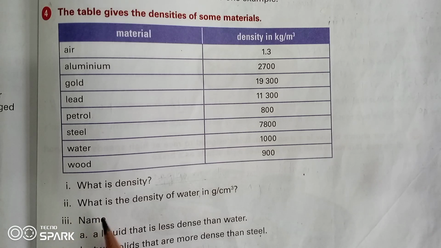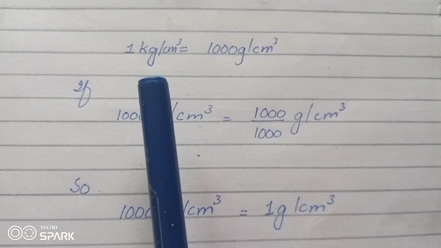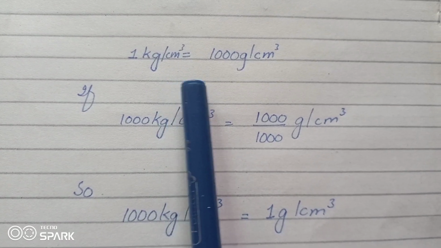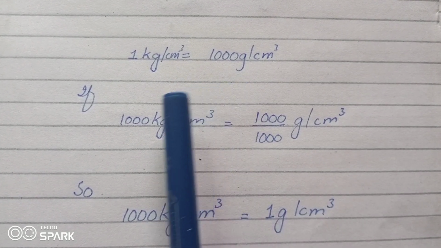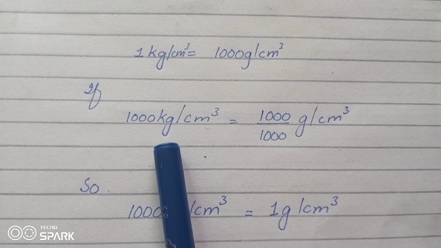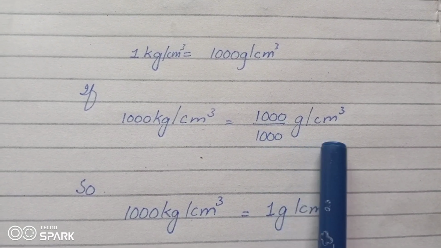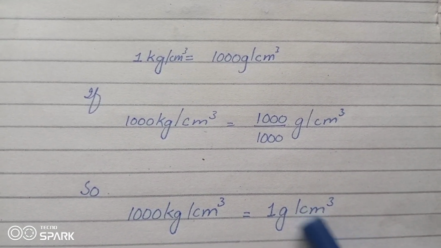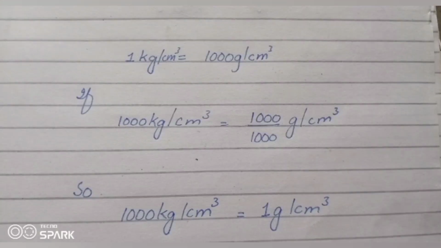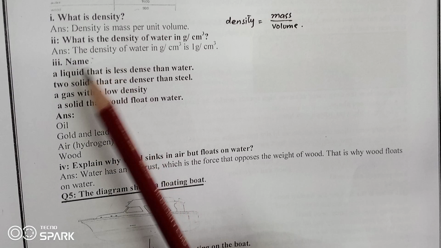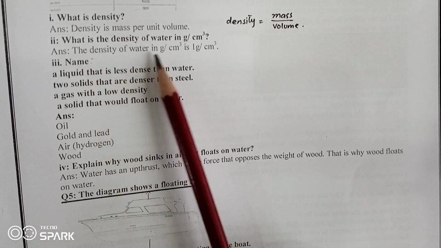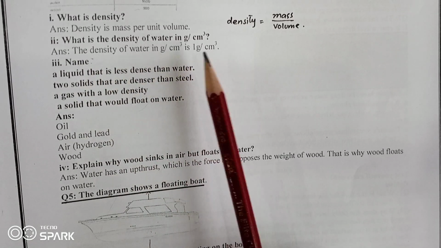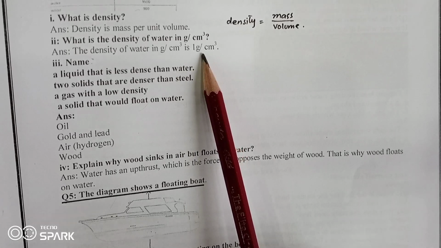The second question is, what is the density of water in gram per centimeter cube? Students, we know that 1 kilogram per centimeter cube is equal to 1000 gram per centimeter cube. If we have 1000 kilogram per centimeter cube, then we divide the 1000 on the right side. So 1000 kilogram per centimeter cube is equal to 1 gram per centimeter cube. The answer is, the density of water in gram per centimeter cube is 1 gram per centimeter cube.